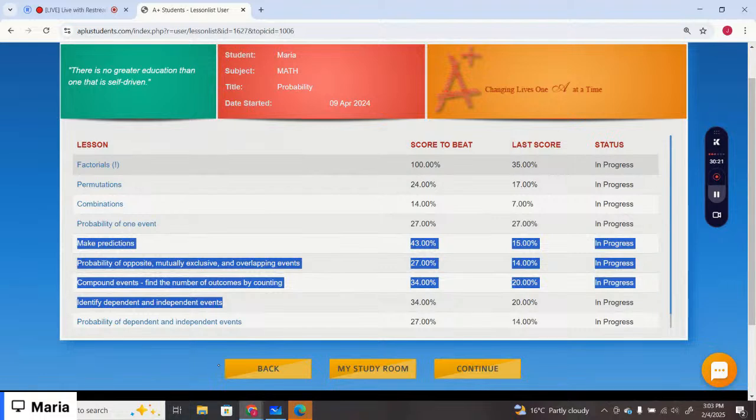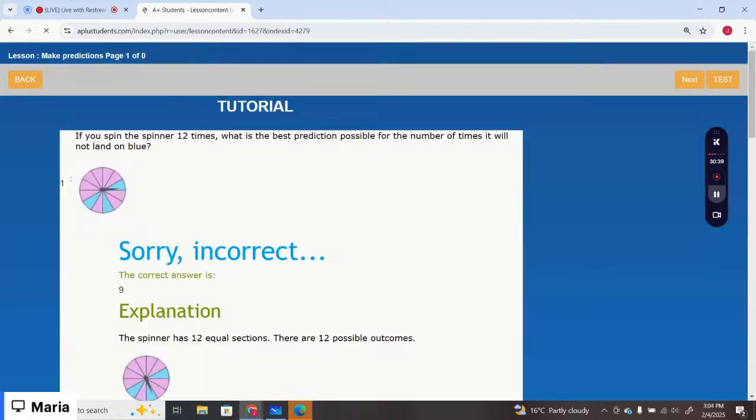Here I am on grade 6 math. Let's just start with the chapter probability. We're going to start with the lesson make predictions. If you spin the spinner 12 times, what is the best prediction possible for the number of times it will not land on blue?